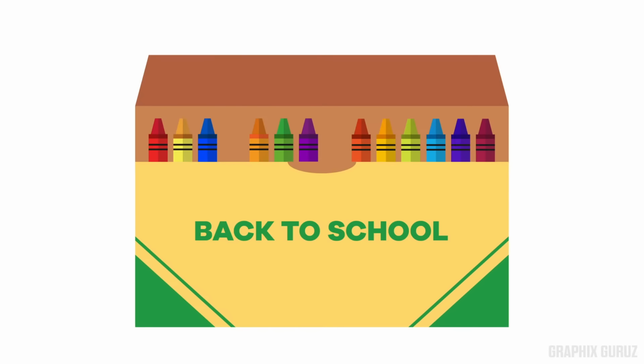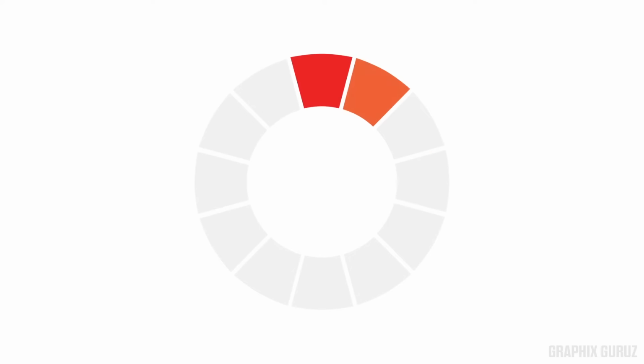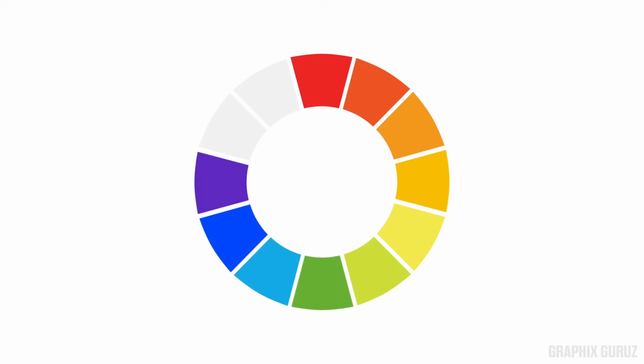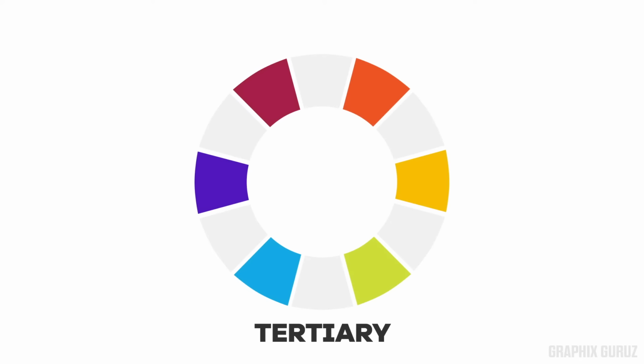You may remember back at school where you learned about primary, secondary, and tertiary colors. Then you already have some knowledge of color theory. The color wheel is a visual representation of the relationships between colors. It typically consists of primary, secondary, and tertiary colors. Let's start with the primary colors.